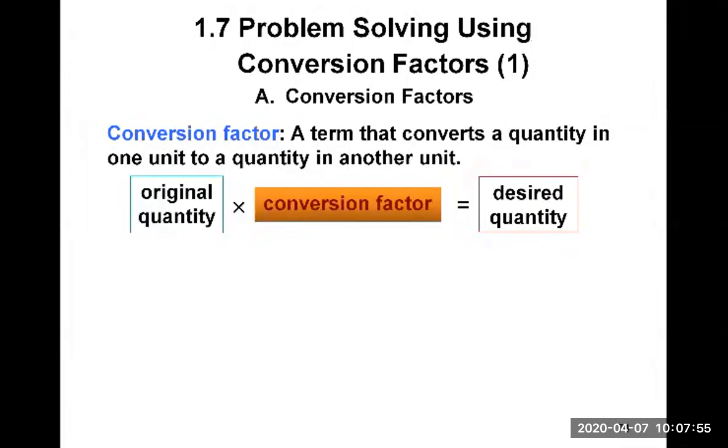Hello, in this video we will cover sections 1.7 and 1.8. Section 1.7 is titled Problem Solving Using Conversion Factors. This is an important topic, as you will need to be able to do this kind of calculation all quarter long.